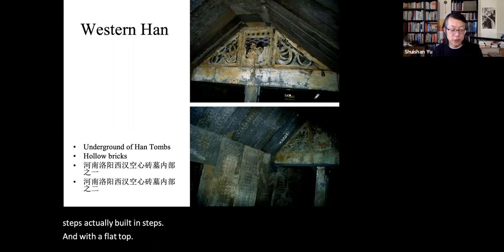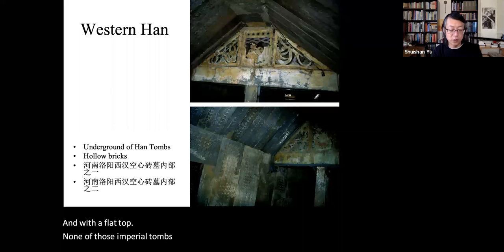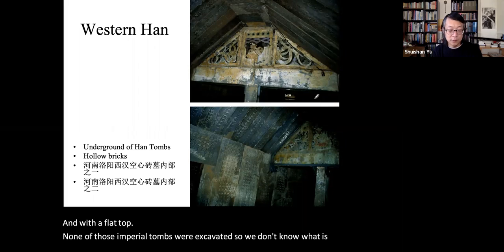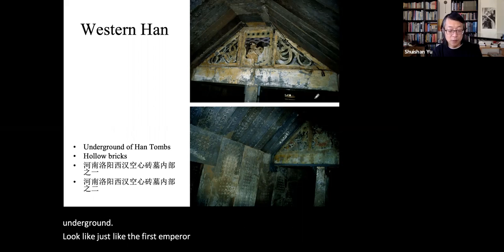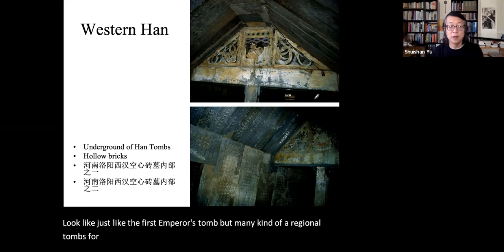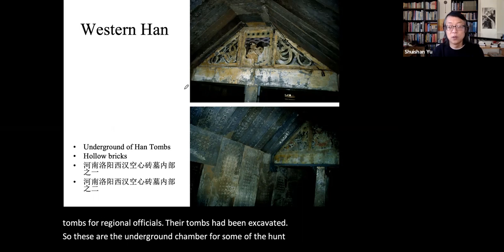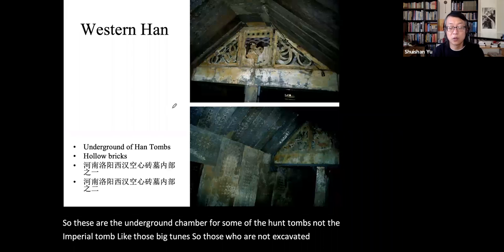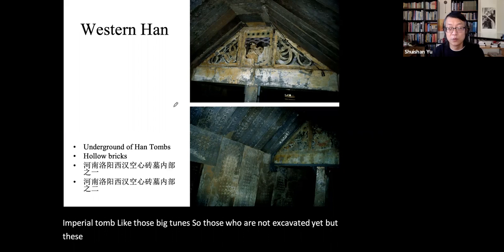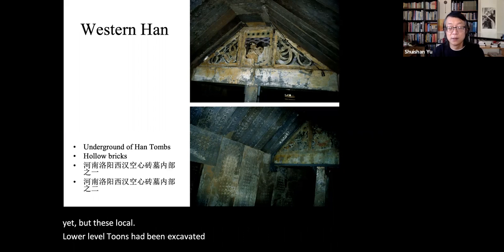None of those imperial tombs were excavated, so we don't know what is underground, just like the first emperor's tomb. But many regional tombs for officials have been excavated. These are the underground chambers for some of the Han tombs, not the imperial tombs. Those big tombs have not been excavated yet, but these local lower-level tombs have been excavated and show us the interior.